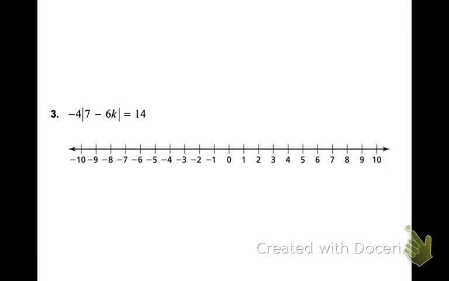So let's give number 3 a try. Now this is on page 21. So when we look at the negative 4 times the absolute value symbol, the way we undo this multiplication right here is to divide on both sides. So we're going to divide both sides by a negative 4. That'll cancel the negative 4 here. So our goal is to get this absolute value expression by itself.